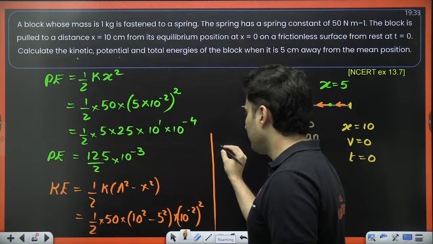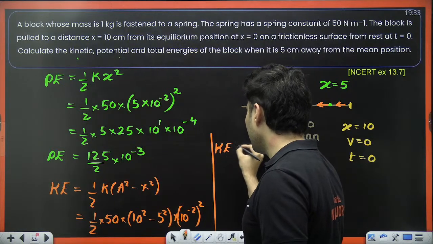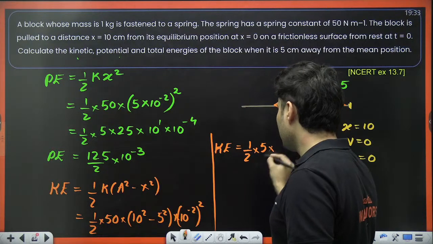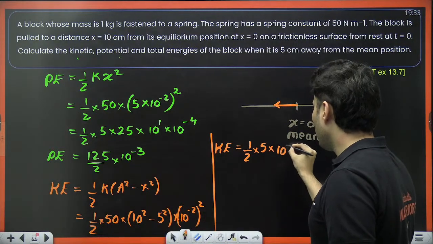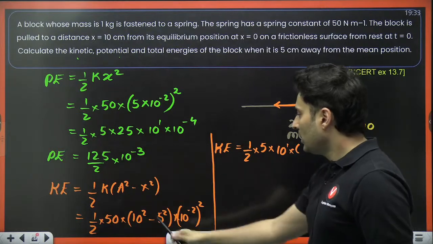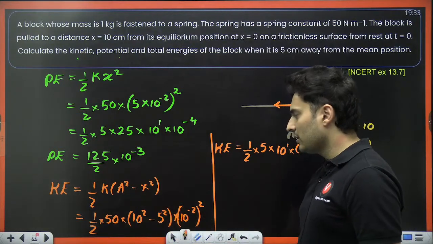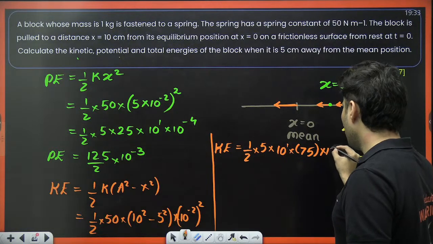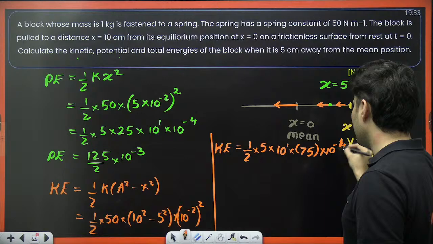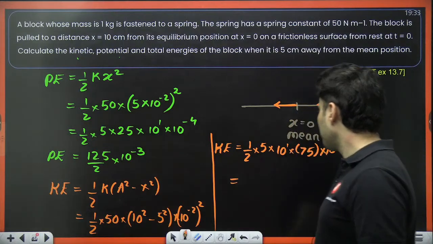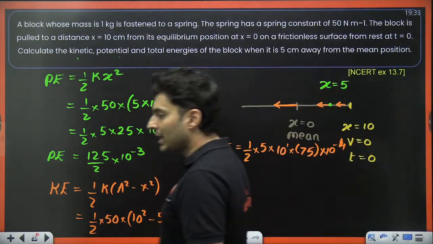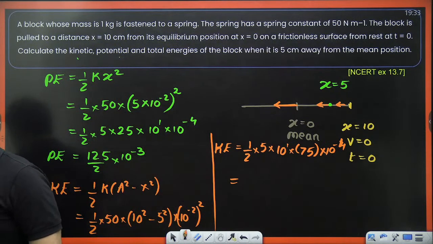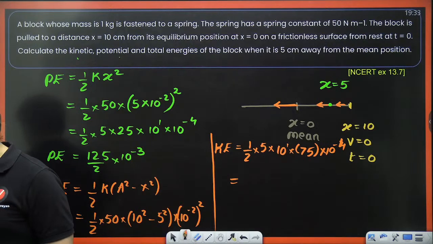Okay, so what am I getting over here? Kinetic energy will be half as it is, 5 as it is, that 10 to the power 1 as it is, into 10 square is 100. 100 minus 25 is 75. So into 75 into 10 to the power minus 4. Is that right? Everybody with me? Getting it? Yes, where are all the people? Sleeping? Come on, everyone.